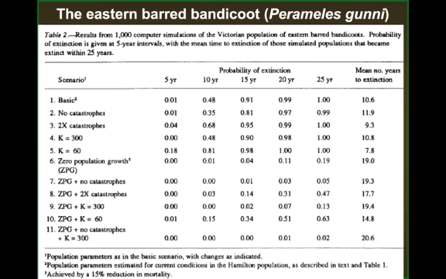So if we look at the basic scenario number 1 and we go across, we can see that there is a 100% chance, 1.00 probability of the population going extinct at 25 years, and that the mean number of years to extinction under the basic model was 10.6 years. Under number 2, with no catastrophes, if we now take out catastrophes, so there's no fires or hurricanes or things like that, the mean number of years to extinction jumps a little bit to 11.9. Not a lot, but it does go up a little bit.